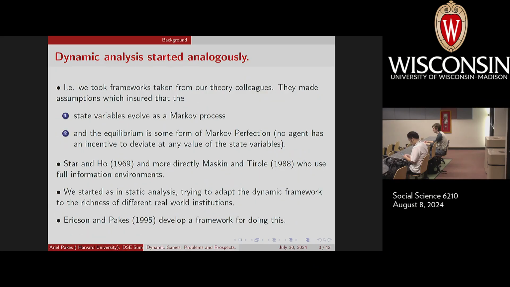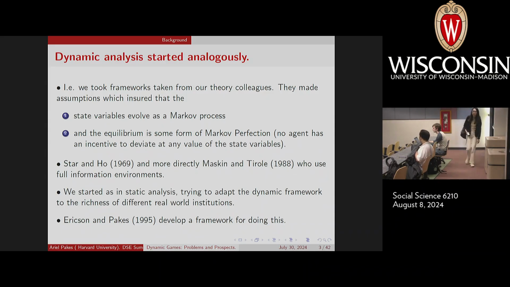And we started exactly the same way we started in the static models. That is, we started by taking the frameworks from the theory colleagues and then made assumptions which were more rich, which allowed for heterogeneity in various kinds of issues. The two basic assumptions that we took from the theory colleagues were state variables evolve as a Markov process, okay? And the equilibrium is some form of Markov perfection. Everybody, again, is doing the best they can, conditional on what they know, and what they know is last period's values of the state variables, okay?